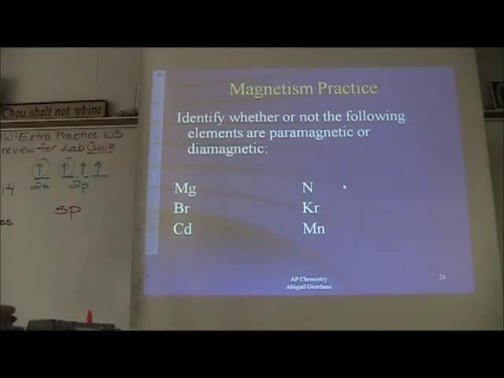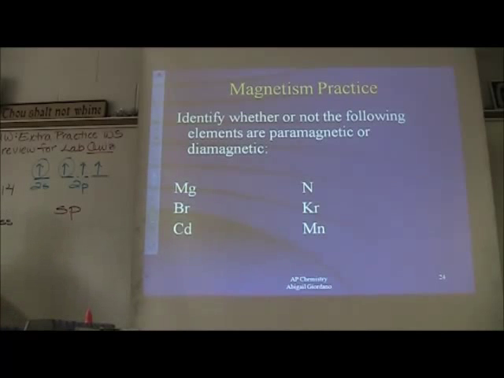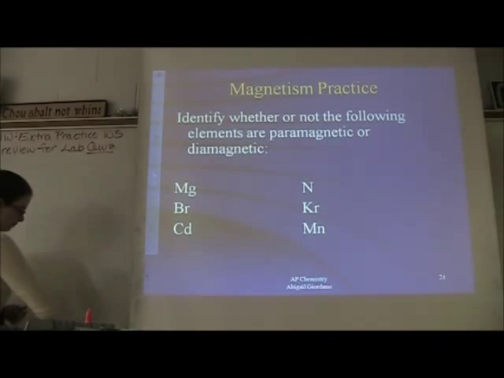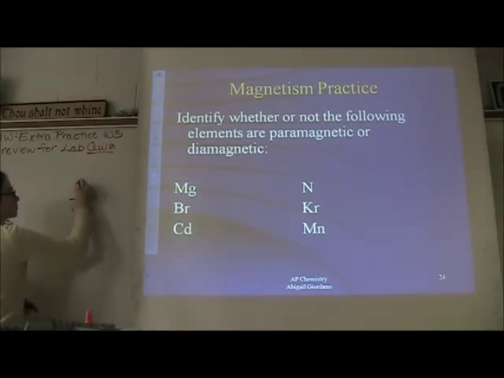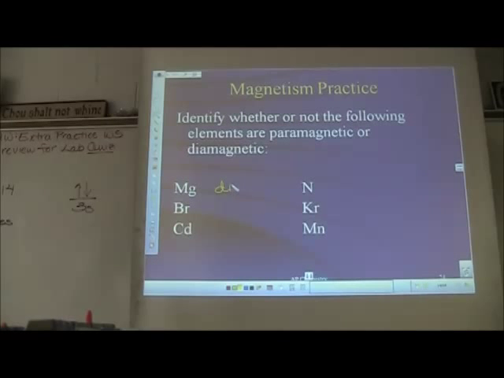So, look at your periodic table, please, or the one on the wall. Look at where magnesium is. How many valence electrons does magnesium have? 2. Are those electrons paired up? Yes. Well, those are just its valence electrons. What about all of its core electrons? All paired up. That means no matter what you do to magnesium, it is not capable of being magnetic. So this is a diamagnetic element.